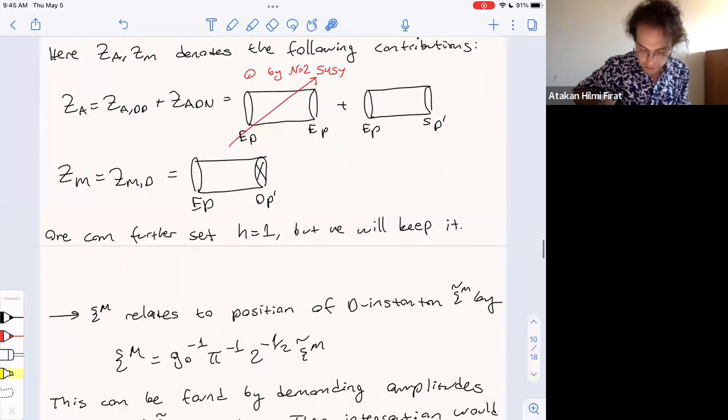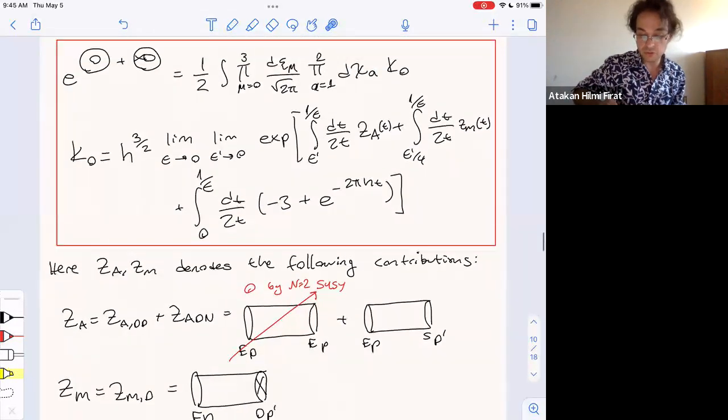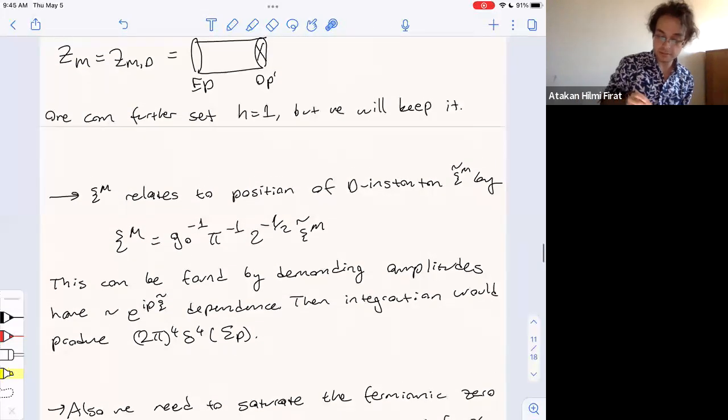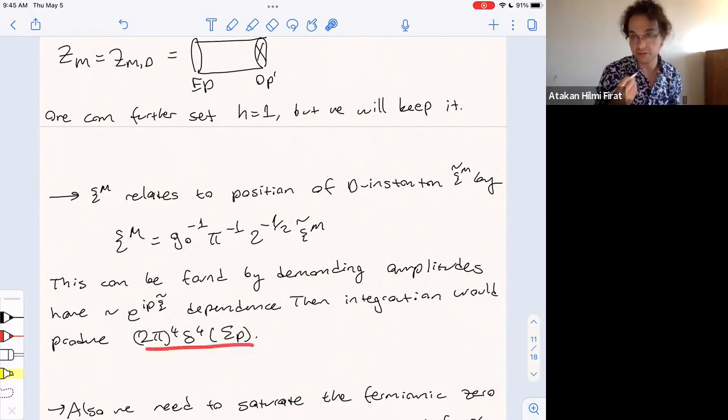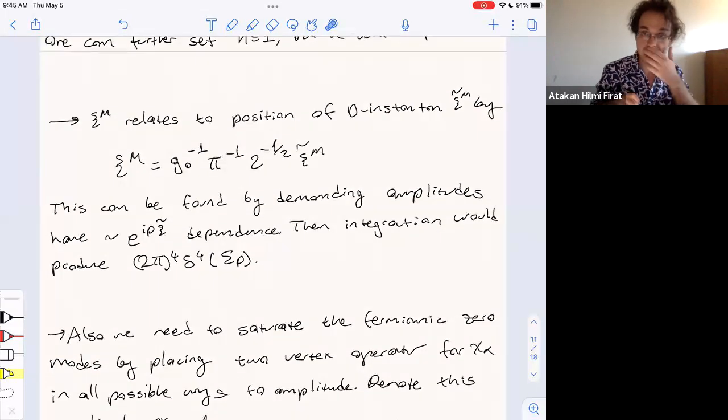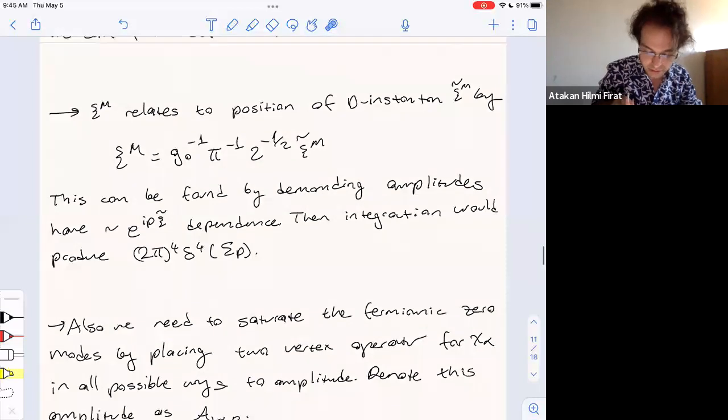Okay. So there are a few things that we still have to do. First of all, we have this psi mu, which denotes the translational modes, related to the position of the instanton after a field redefinition. And this is the field redefinition that we have to use. So there's some power of G zeros. And this can be found by demanding this e to the iP psi tilde dependence, so that when we do the integration over these modes, they will give a momentum conservation delta function. You can find how to do this in the Ashok papers.